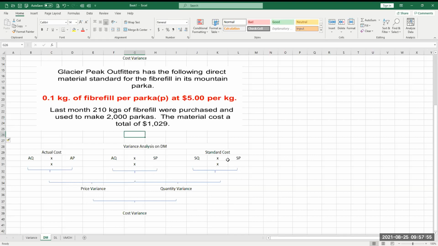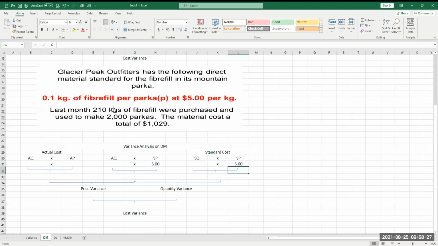So in this formula, what will be our standard price per kilogram? Who's going to tell me? $5. $5, yes. So I can plug $5 here right away. $5 is my standard price. Correct? Okay.